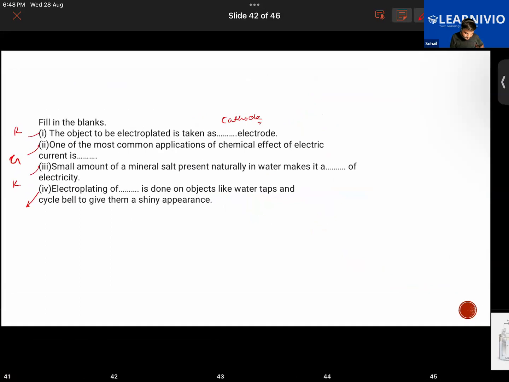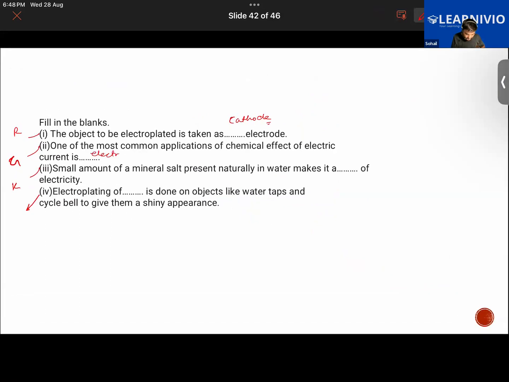Okay, Gauri. Okay, sir. Yes, next. Sir, conductor. Conductor of electricity. Very good. The last one, anyone can answer.